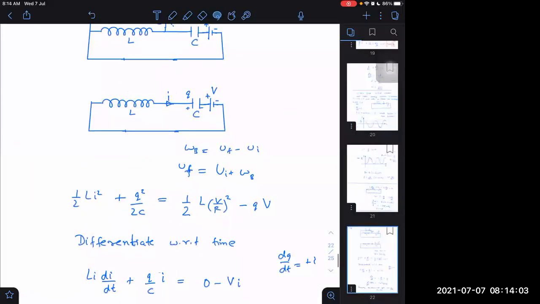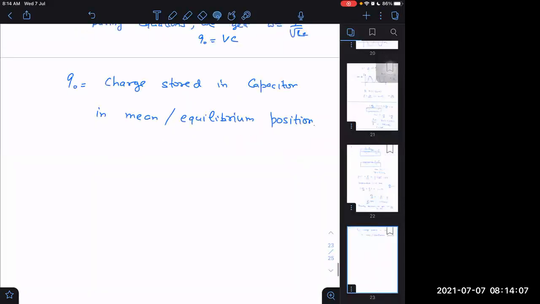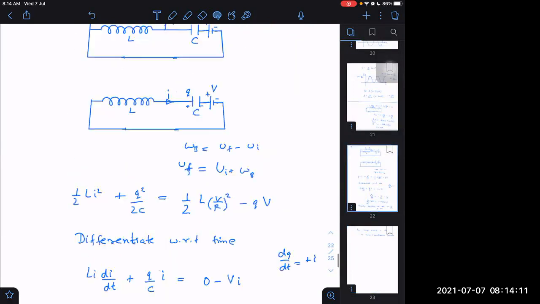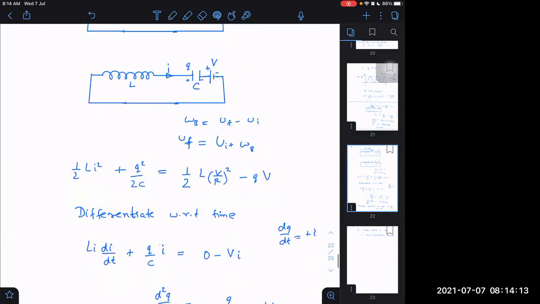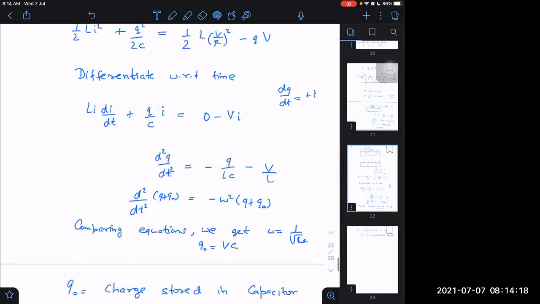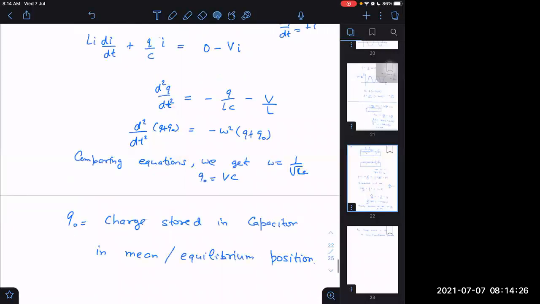Question number 3, third case. The third case also we are able to finish nearly. Q0 is the charge stored in the capacitor in the mean or equilibrium position, and Q0 is equal to V into C here. Wait a second. How did I get that Q0 is the charge stored? Actually, minus Q0 is the charge stored. I think I'm writing it wrong.